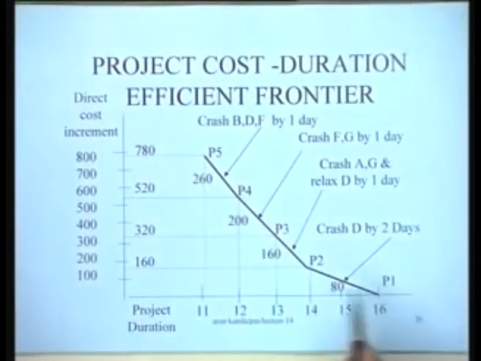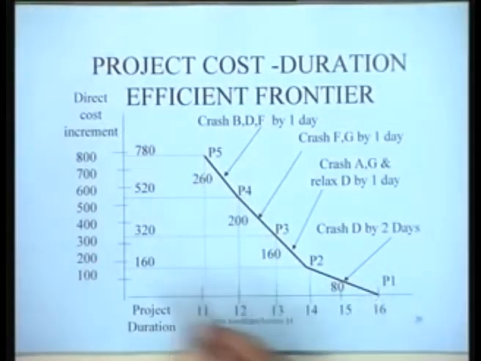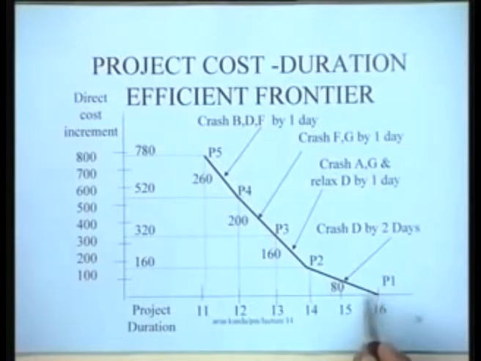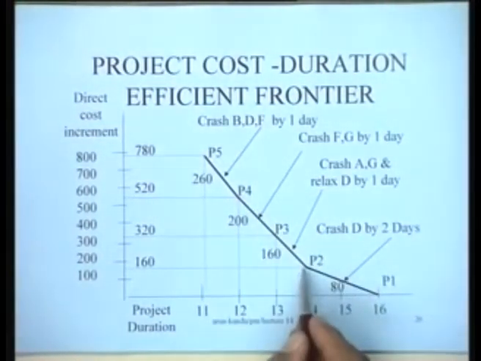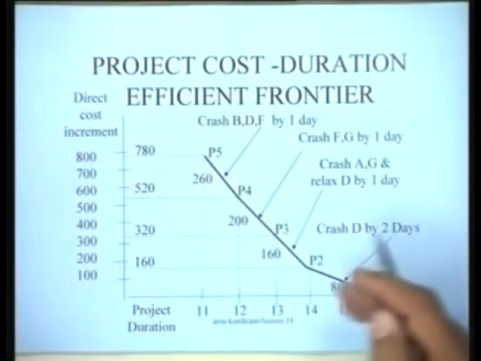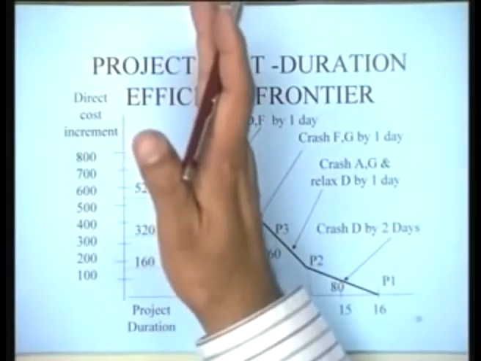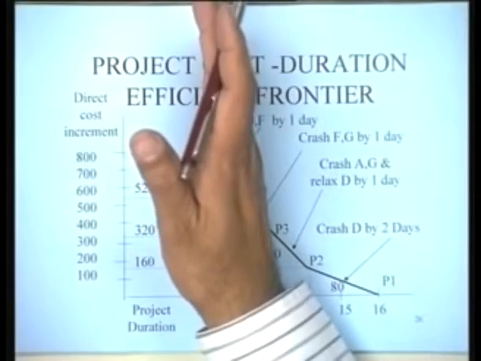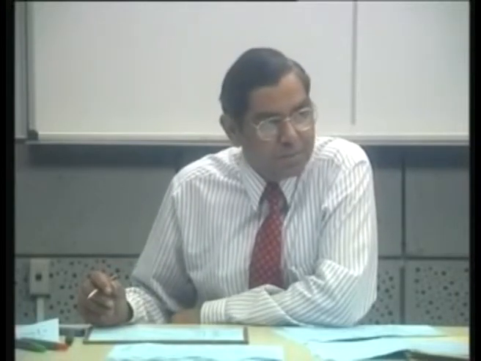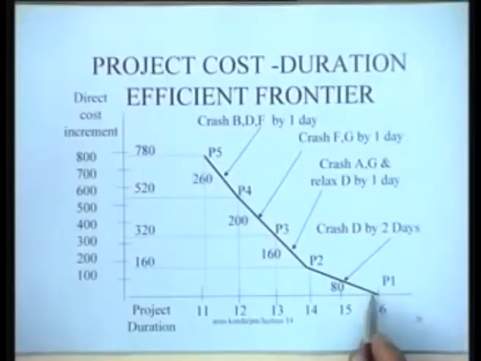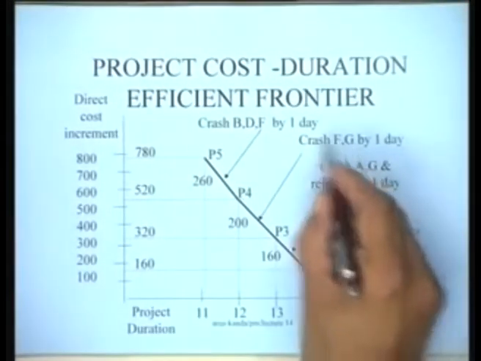So we have this curve and it has certain interesting properties. If you have assumed linear costs for the various activities, this cost curve is piecewise linear with a progressively increasing slope. That means it's a convex function, it's never a concave function. This is a property which can be proved also from the theory of linear programming.